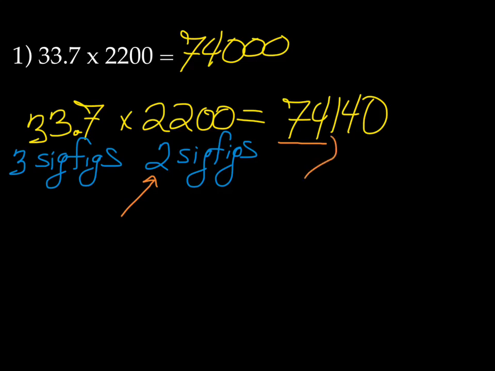So if we look at the 1, which is the first number we're going to drop, the 1 is less than 5. And what do we do with a number that's less than 5? We simply drop it.